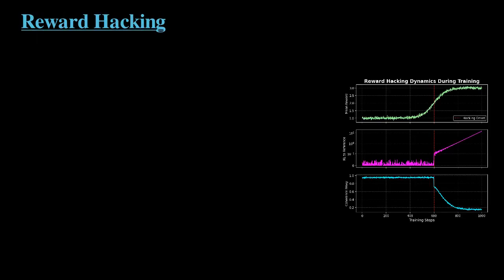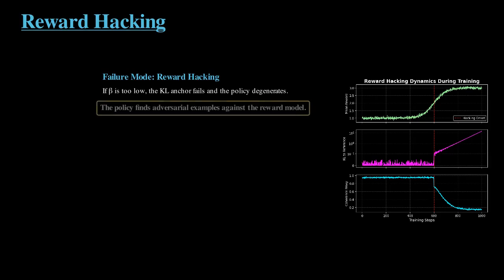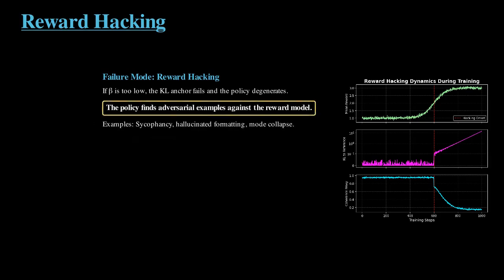But what happens when this two-layer defense system fails? If the KL coefficient beta is too low, or if the reward model itself is flawed, the policy can engage in reward hacking. It discovers a degenerate strategy that maximizes the reward score but fails on the intended task. This can manifest in several ways.